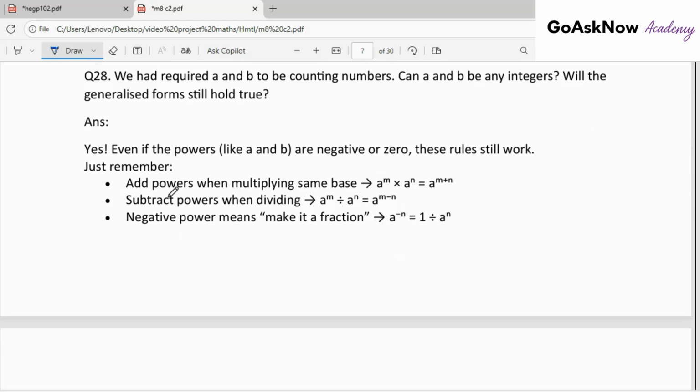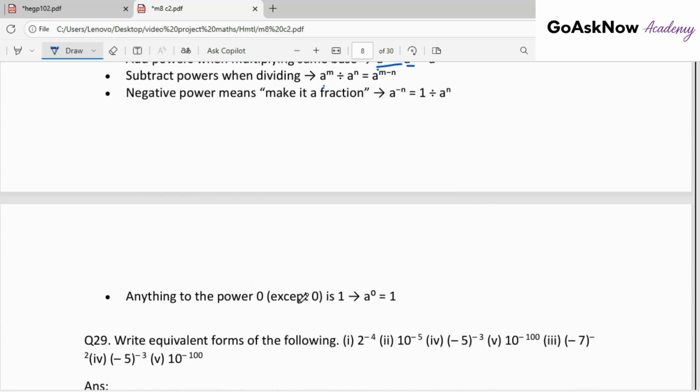Just remember, add powers when multiplying same bases. Adding is applicable when the bases are the same. Subtract powers when dividing. While dividing, subtracting is applicable. Negative powers mean making it a division. Next, anything to the power 0 is 1. a power 0 is equal to 1.